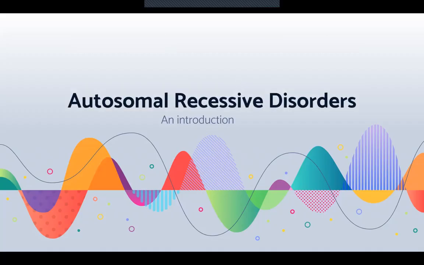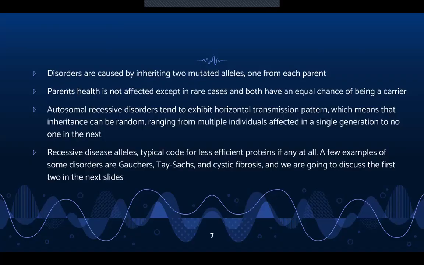Now that we've finished up with that, I'm going to be talking about autosomal recessive disorders as an introduction for our two disorders that we will be talking about later. Autosomal recessive disorders are caused by inheriting two mutated alleles, one from each parent, and while they both come from each parent, neither of the parents' health are affected except in rare cases, and both have an equal chance of being a carrier.